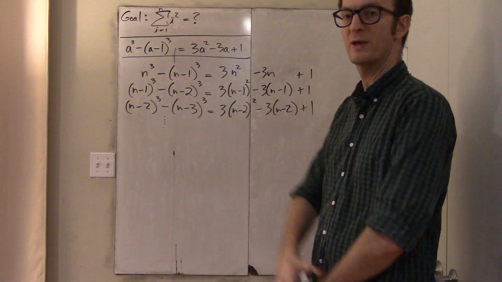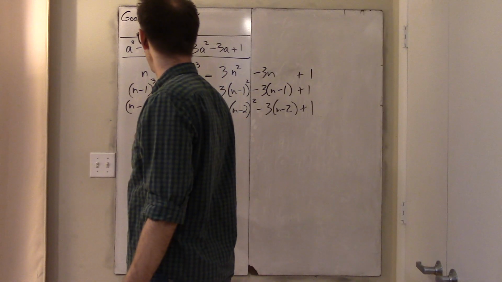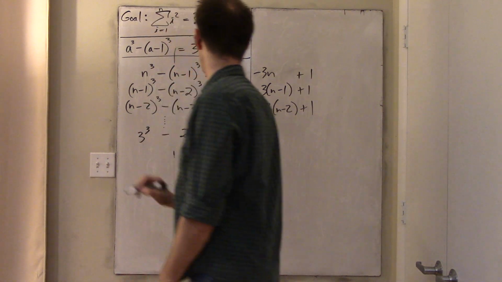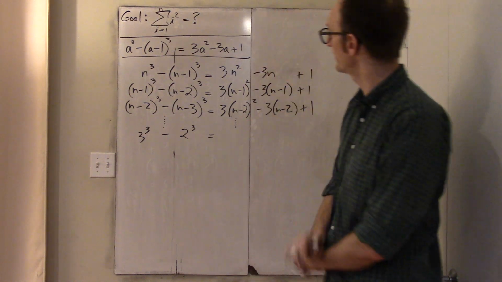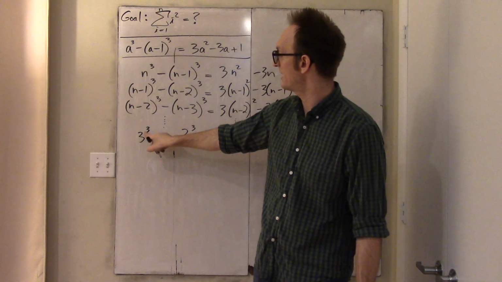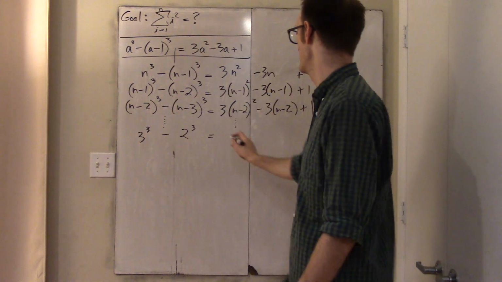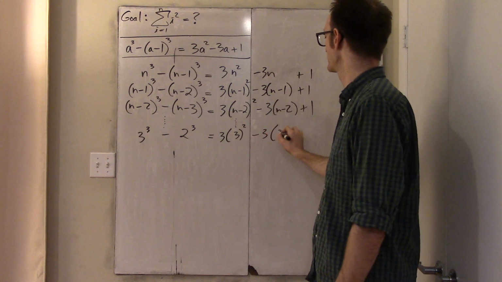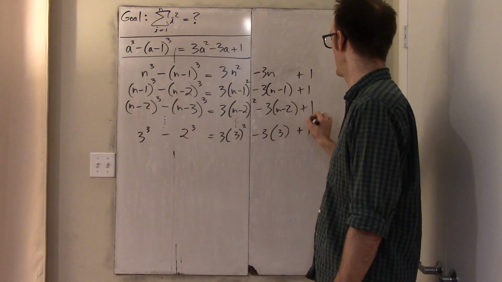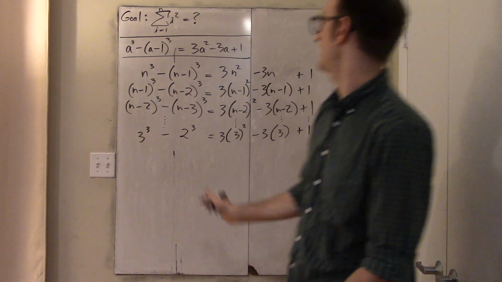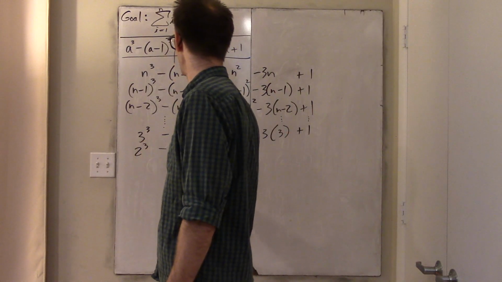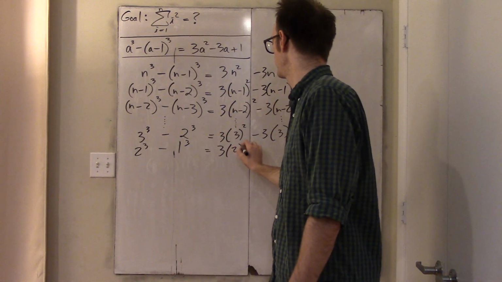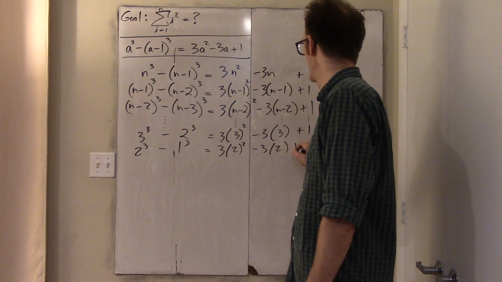So we keep going until you get to, how about 3 cubed minus 2 cubed? What is that going to be? I'll throw in some dots because I skipped a whole bunch of lines. Now it's the same formula, but now a is 3. So this is 3 times 3 squared minus 3 times 3 plus 1. And what's 2 cubed minus 1 cubed? It's the same formula, but now a is 2. So that's 3 times 2 squared minus 3 times 2 plus 1.